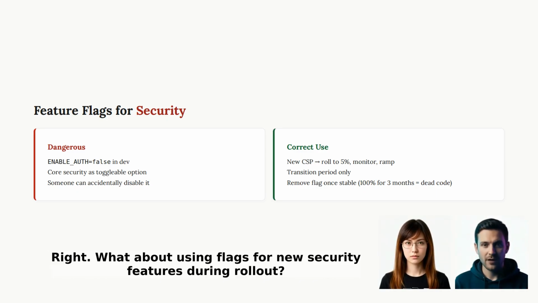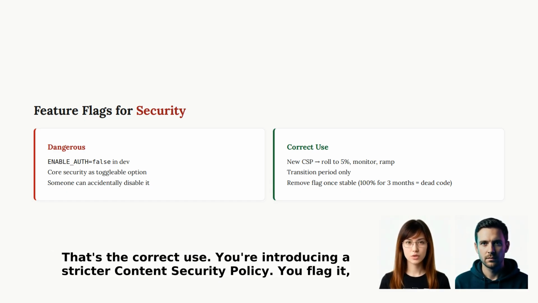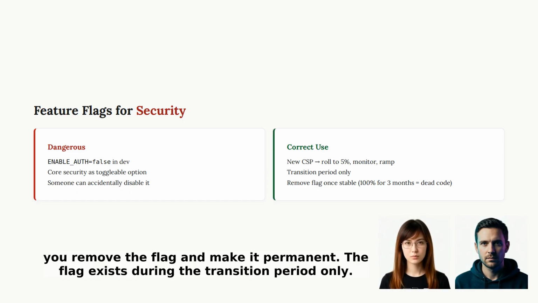Right. What about using flags for new security features during rollout? That's the correct use. You're introducing a stricter content security policy. You flag it, roll it to 5% of traffic, watch for breakage, increase to 50%, then 100%. Once it's stable, you remove the flag and make it permanent. The flag exists during the transition period only.